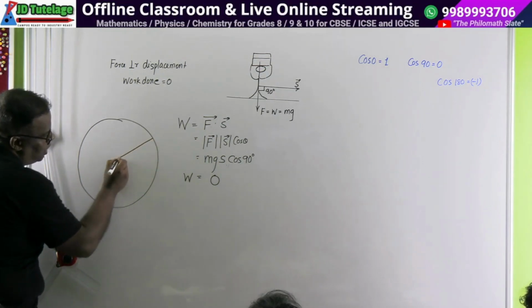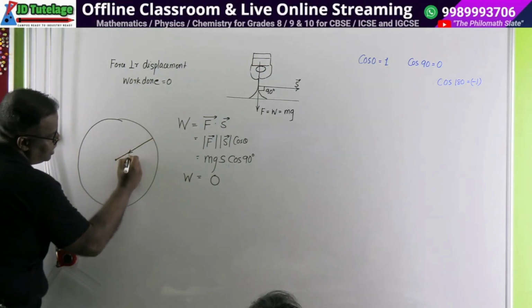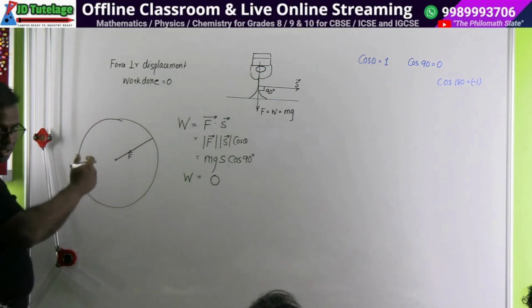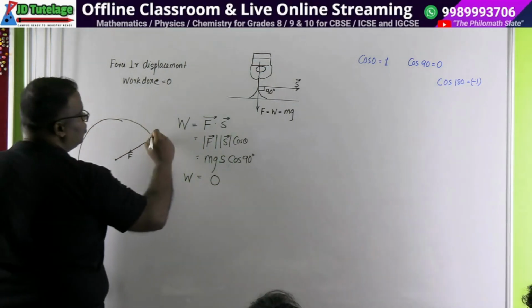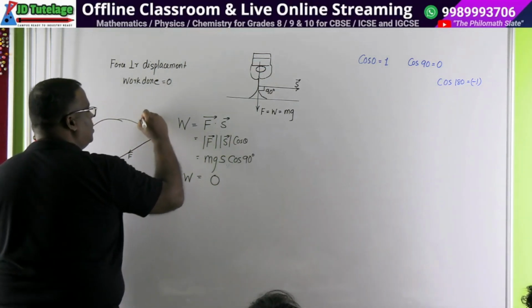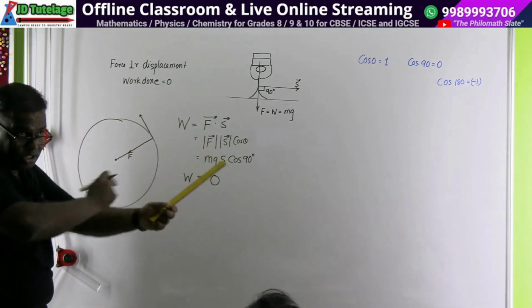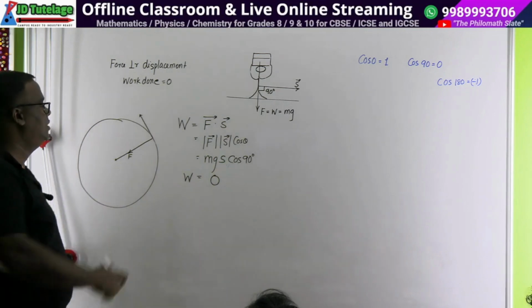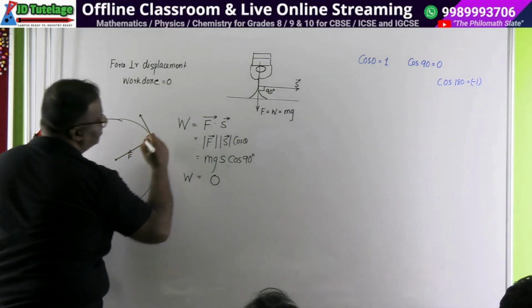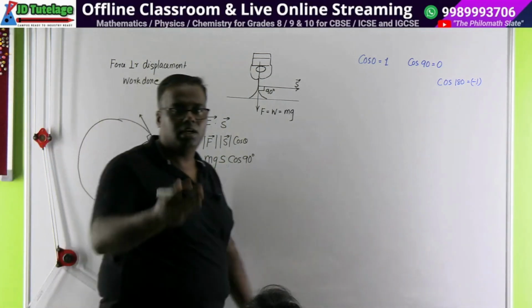Everyone is being pulled inward. The force is acting in this direction. Otherwise, you won't be in a circle. And how is the motion? The motion is always tangential to this. That means if I let you go here, while doing the ghoomar, you will fall away like a tangent. What is the angle? 90. Work done? 0. You should not feel tired at all.